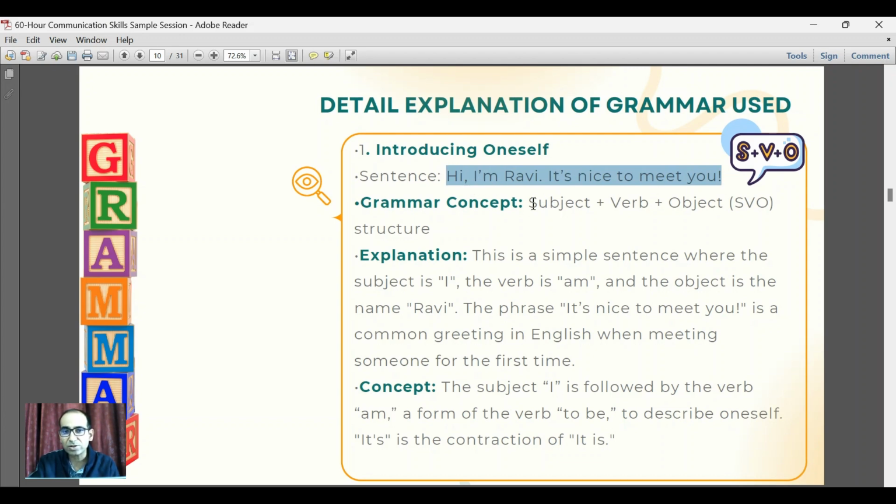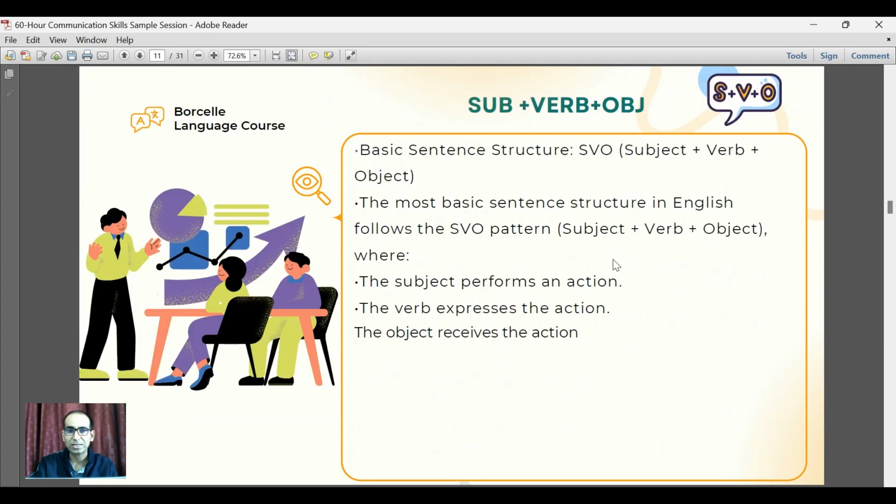The concept here is of subject, verb plus object. That is the basic structure of English. Now, here, what I'm going to do is explain to you what is subject, what is verb, and what is object. So I will move to the next slide.